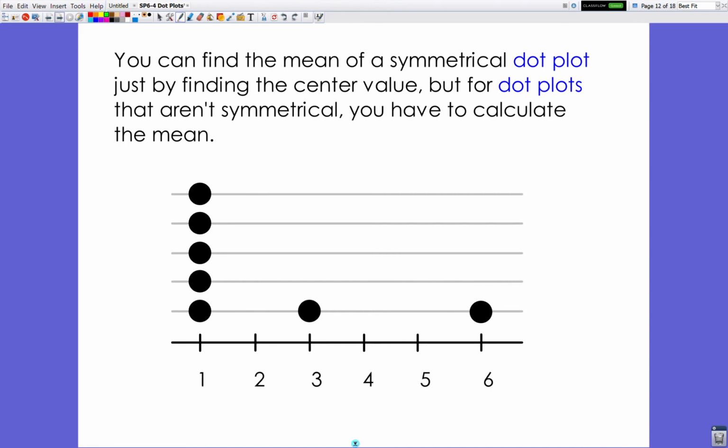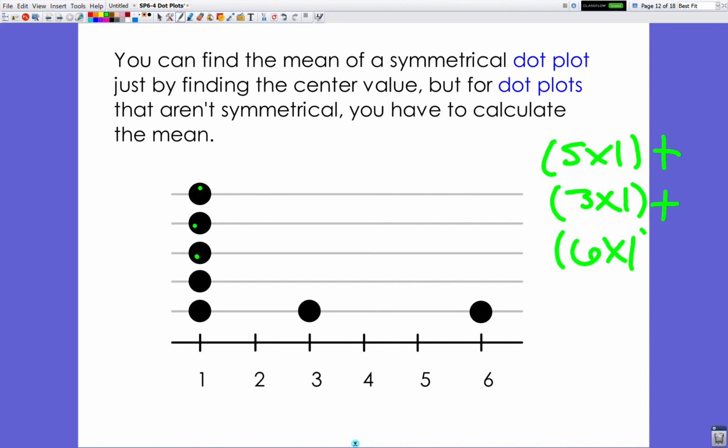You can find the mean of a symmetrical data plot just by finding the center value. But for dot plots that aren't symmetrical, you're going to have to calculate the mean. So in this case, it's not symmetrical. So the way we calculate it is we add up our values. We have 5 ones, so 5 times 1, plus 3 times 1, plus 6 times 1. So we end up with 5 plus 3 plus 6. 5 plus 3 is 8, plus 6 is 14.